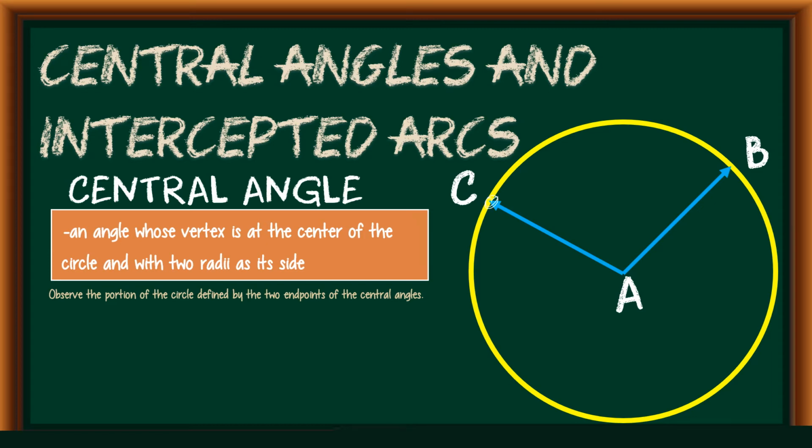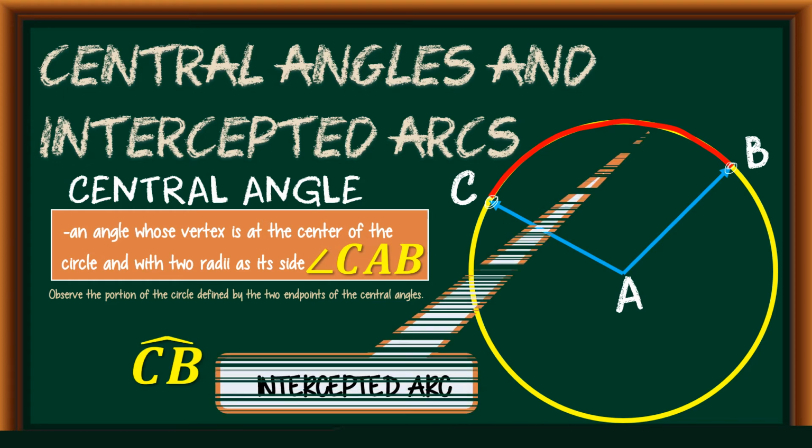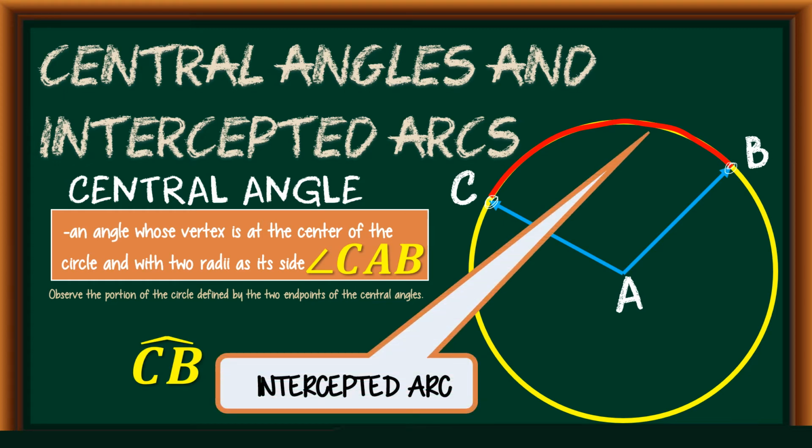Observe this arc, the arc in red. That is arc CB. We call that arc the intercepted arc, the arc formed by the two endpoints of the central angle. So, in this particular central angle, angle CAB, we have the intercepted arc, arc CB.